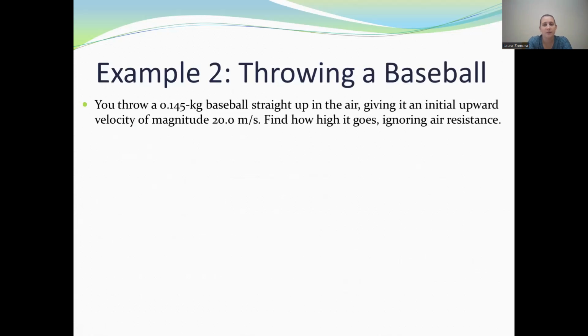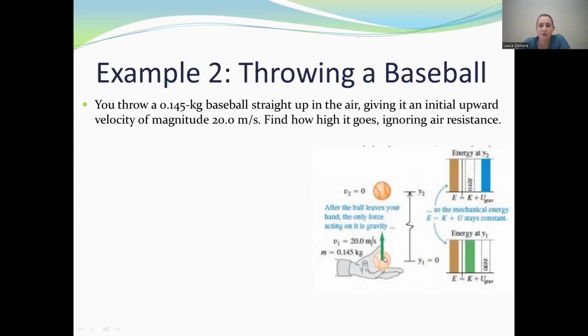Okay, so here we have an example, throwing a baseball. You throw a 0.145 kilogram baseball straight up in the air, giving it an initial upward velocity with a magnitude of 20 meters per second. We can find how high it goes, ignoring air resistance. Right, so we haven't done work due to friction or air resistance. We're not concerned with that for this example.